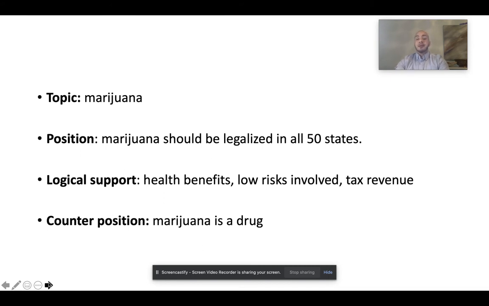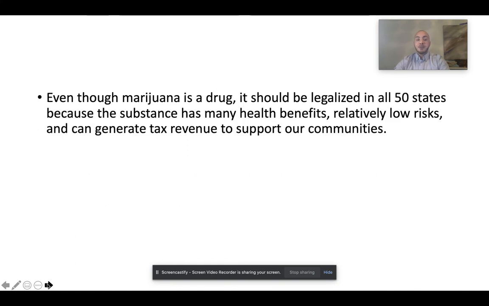People who disagree with us might say that, well, marijuana is a drug and therefore it should be regulated. So we want to consider that as we write our thesis statement. So here's our revised thesis statement. "Even though marijuana is a drug, it should be legalized in all 50 states because the substance has many health benefits, relatively low risks, and can generate tax revenue to support our communities."